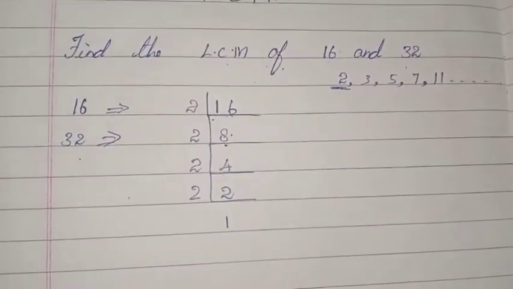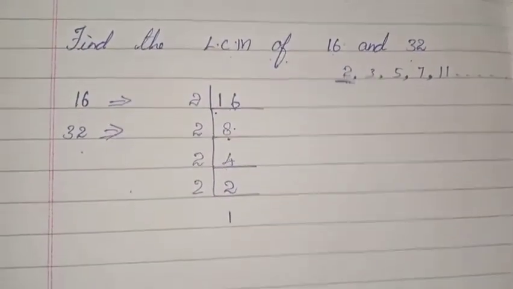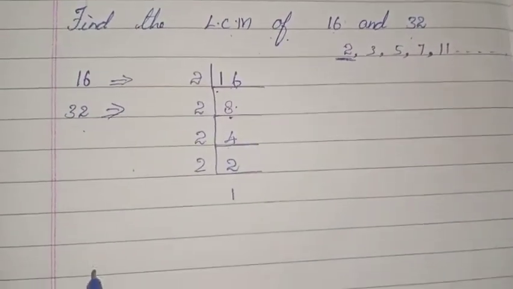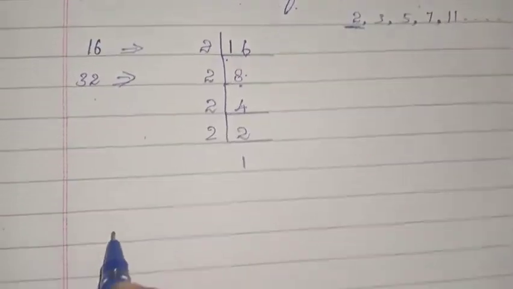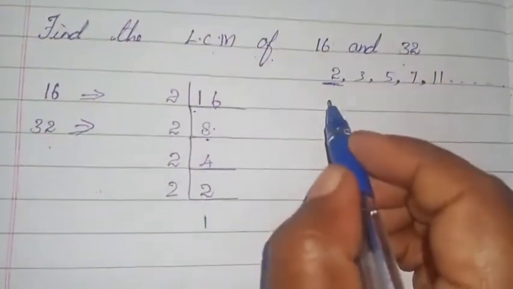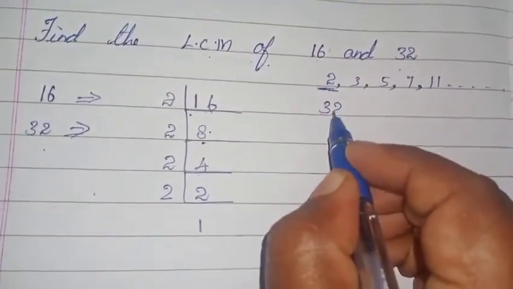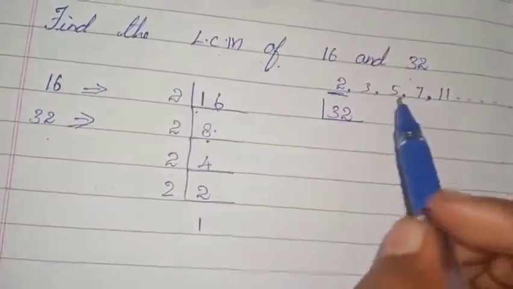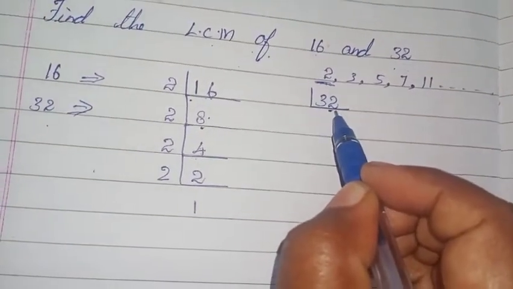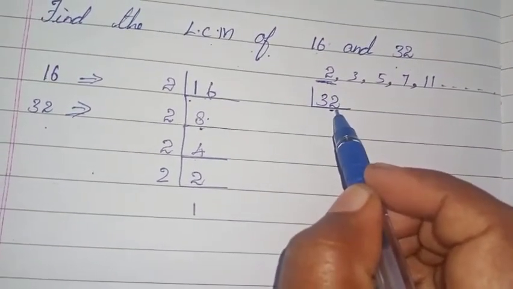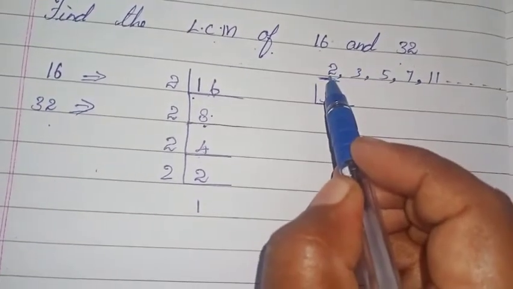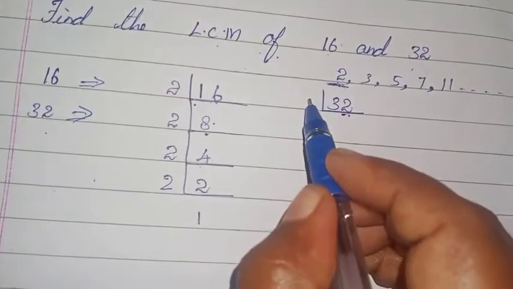Now in the same way you have to write it for 32. Shall we write? You can write 32 here. Now just think, the last number is 2, the ones place is 2, so definitely this can be divided by 2. Now you can write 2.